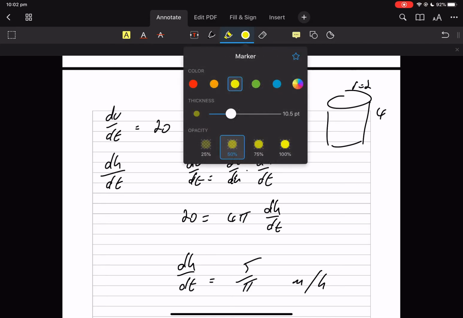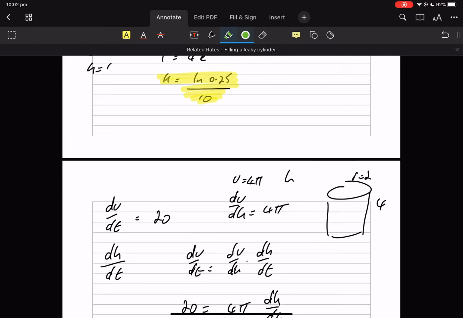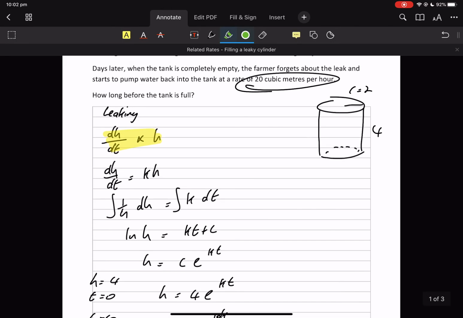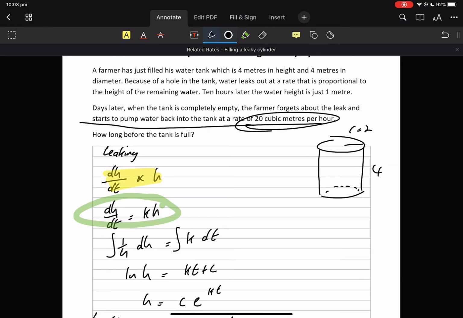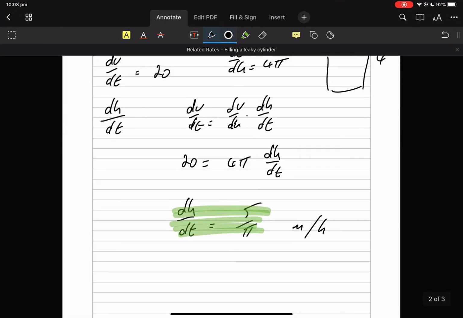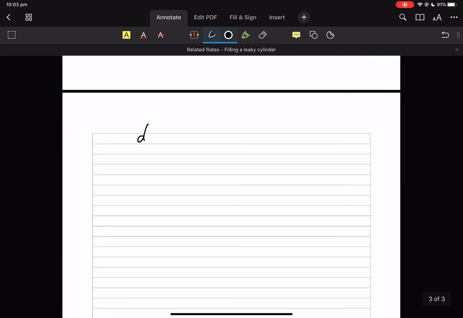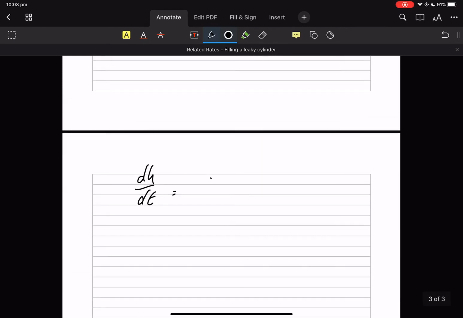Okay, so let's again go back to this highlighter. So we've got a dh dt is 5 pi, and I've also got a dh dt is kh. They both are happening when we're talking about filling the tank, because that's emptying the tank and that's filling the tank. So we can get a brand new dh dt is actually a combination of filling the tank plus our kh.